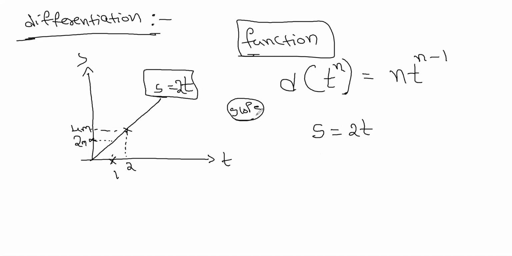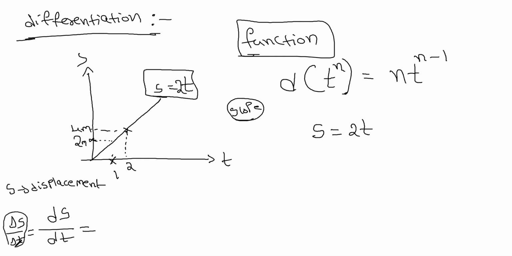Why do we need to know the slope? Because the slope of the s-t graph is ds by dt. If this is displacement, what do we get if we do ds by dt, which is delta s by delta t? Displacement upon time, which quantity do we get? Speed, oh sorry, velocity. Yes, we get the velocity. So for finding velocity, we need the slope. The formula of slope is ds by dt, that is differentiation of s with respect to t.